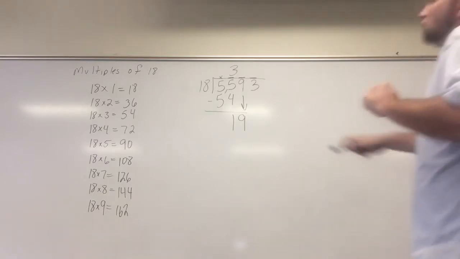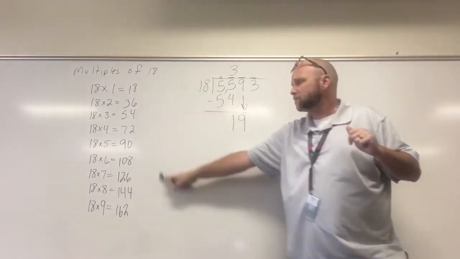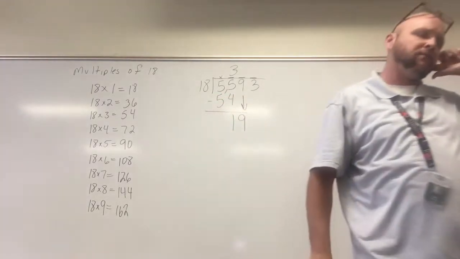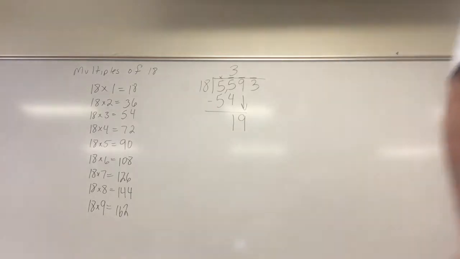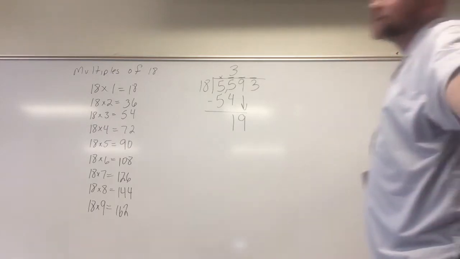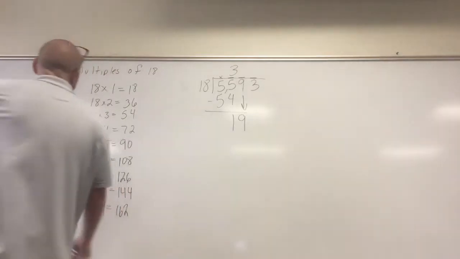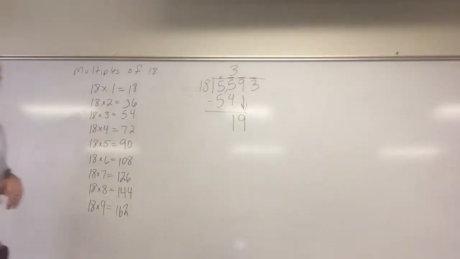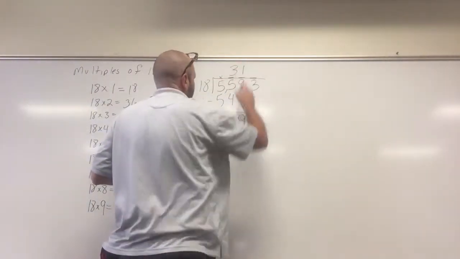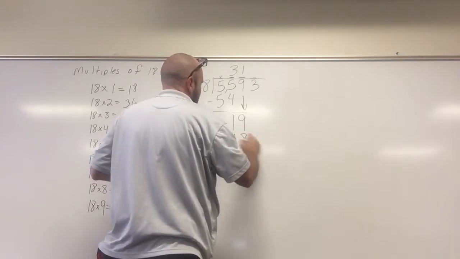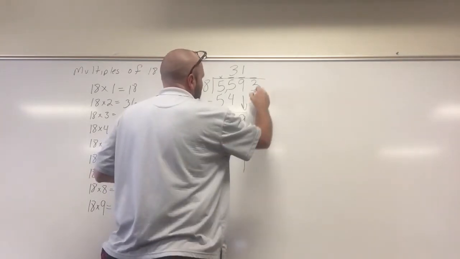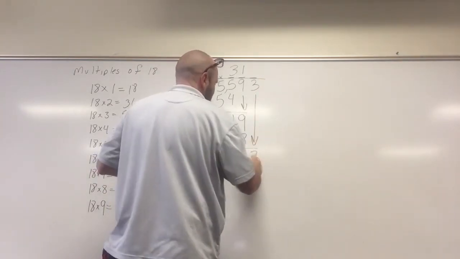No. Yes. So I look over here at my multiple list, my multiples of 18, and is there one on there that is close to 18 without going over? Or close to 19 without going over? Yes. Which one is it? 18. And so that's times 1. Subtract. I get 1. I bring down the 3.